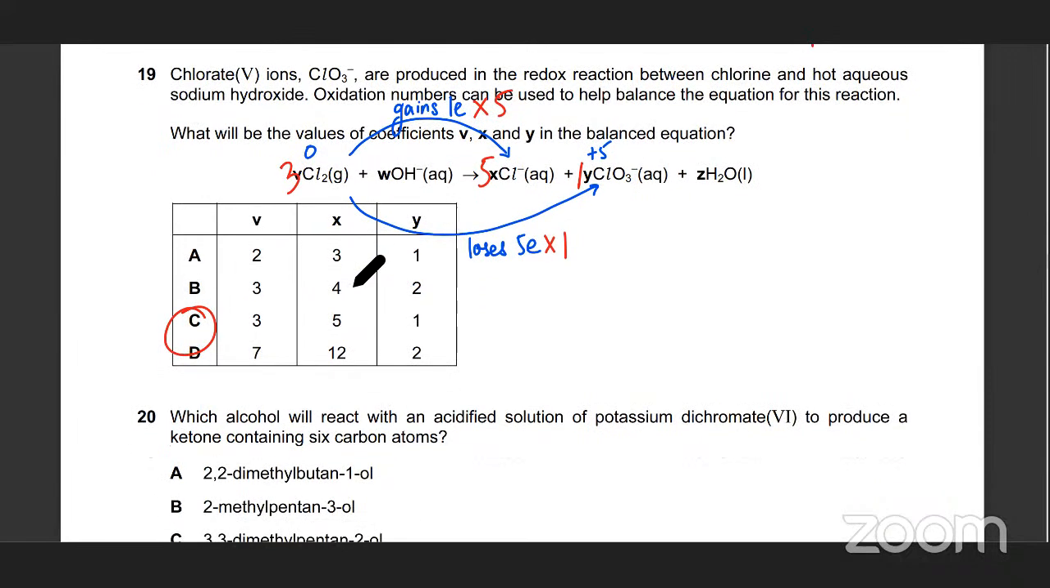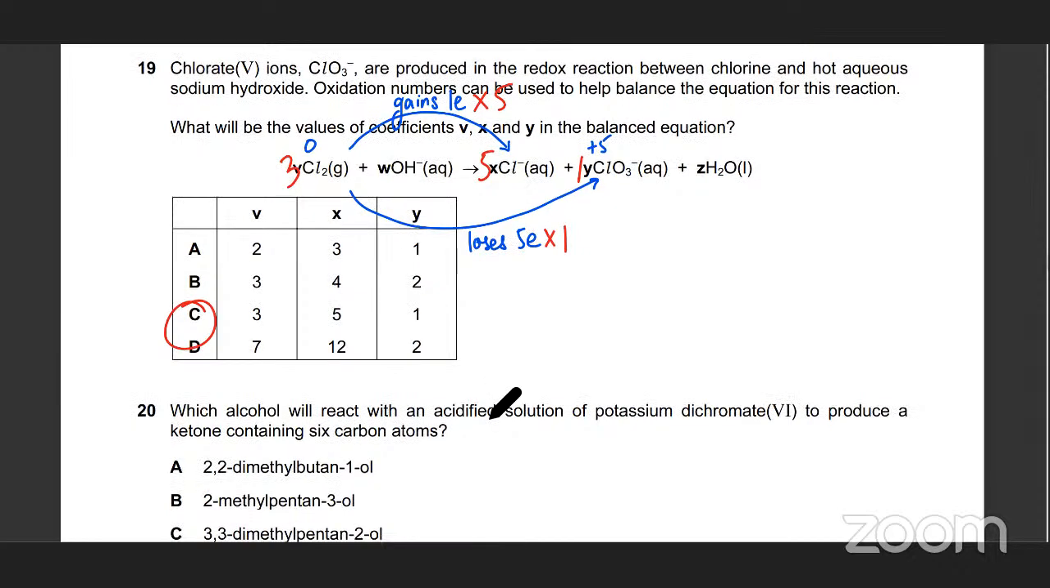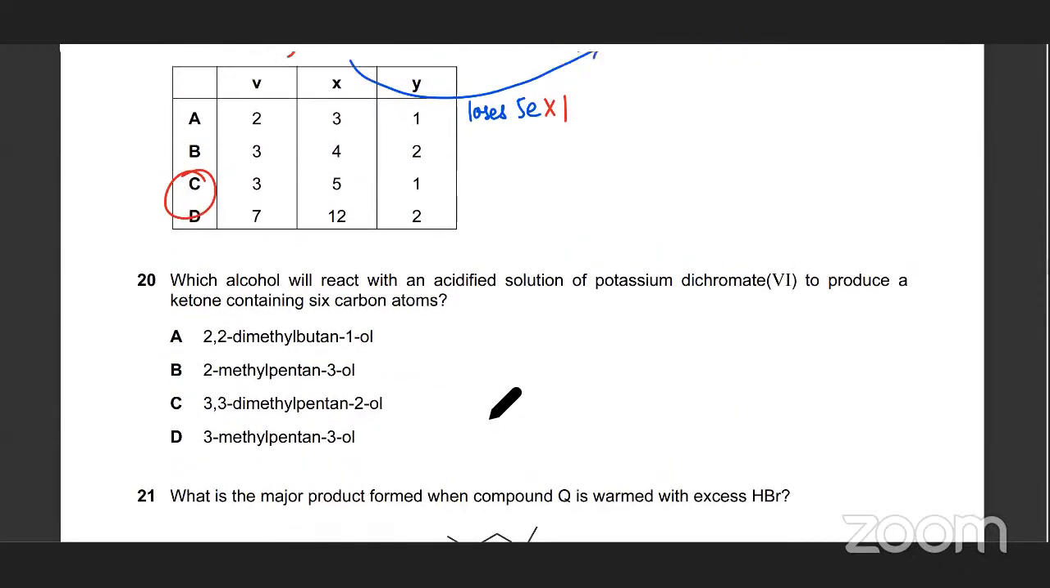Okay, is this clear too? Zaib, is this clear? Yes, sir. So this last one right now.